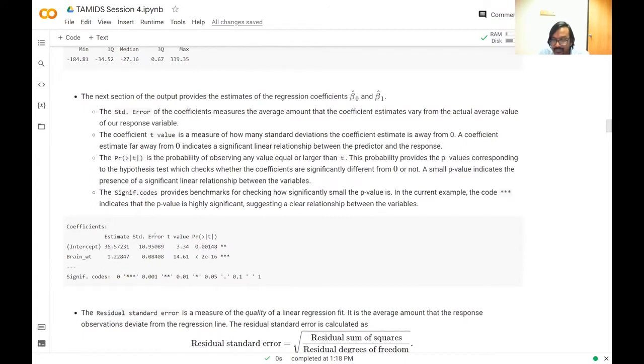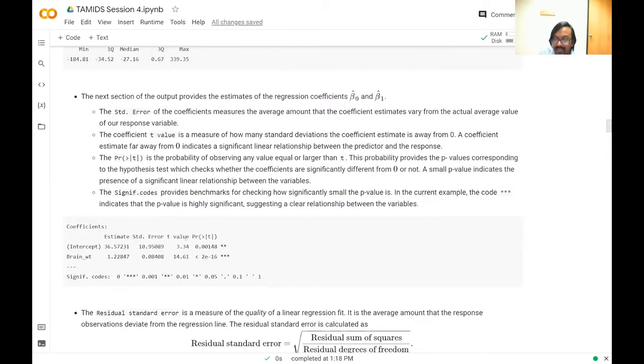The second column, standard error, measures the amount that the coefficient estimates vary from the actual average value of the response variable. The way that you can interpret it is the amount of error we are making while trying to estimate the coefficients. So we would like these errors to be small with respect to the estimate values.